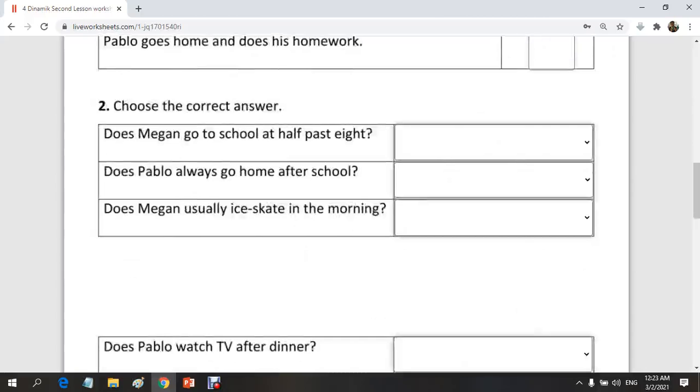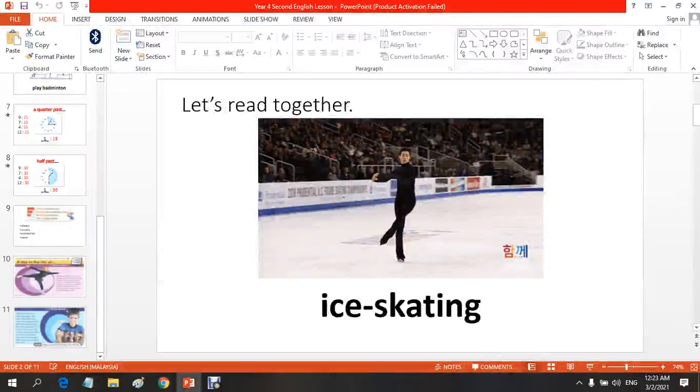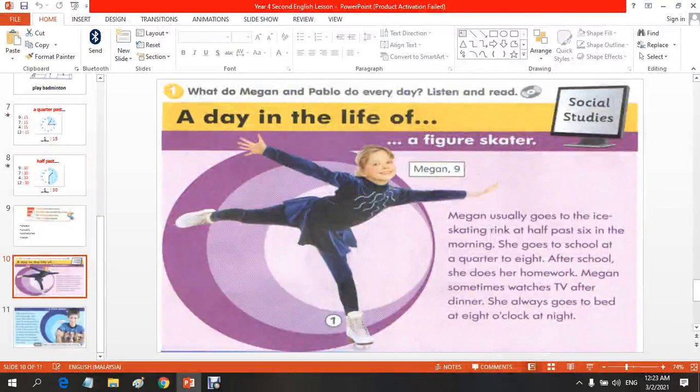Next one, choose the correct answer. Does Megan go to school at 8:30? How do we know this is correct or wrong? You must go back to the story. You must go back to the video and go back to the story. Megan usually goes to the ice skating rink at 6:30 in the morning. She goes to school at 7:45.